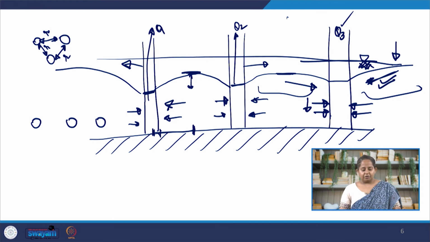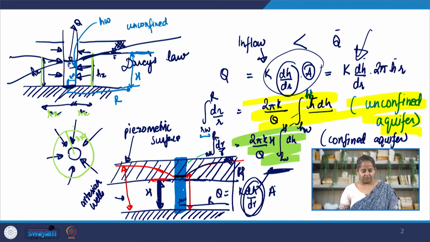So, the take home message for this lecture today is, when we are extracting the water from the ground, the rate of extraction should match the rate of inflow into the well, which is going to be different for confined and unconfined aquifer, because in unconfined aquifer, the piezometric surface matches the water table. That is not typically the case with artesian wells, which are confined wells.